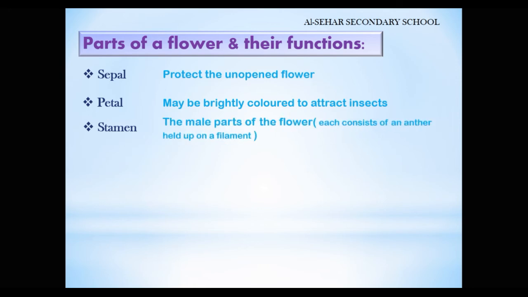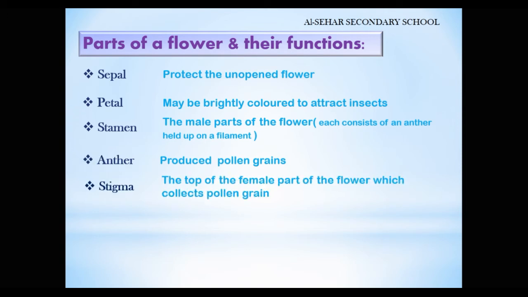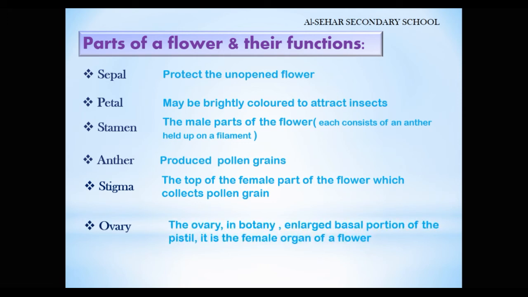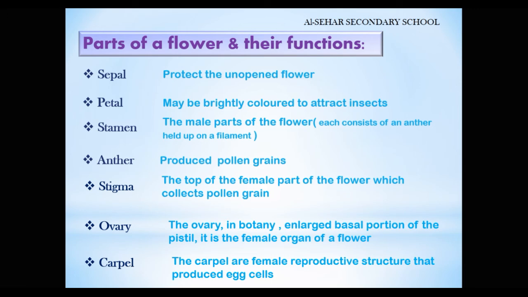Stamen. The stamen is the male part of the flower. It consists of an anther held up on a filament. Anther. Anther produces pollen grains. Stigma. The stigma is the top of the female part of the flower which collects pollen grains. Ovary. The ovary in botany is the enlarged basal portion of the pistil. It is the female organ of a flower. Carpel. The carpels are the female reproductive structure that produce egg cells.